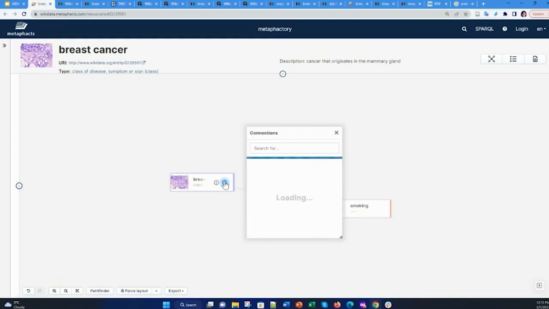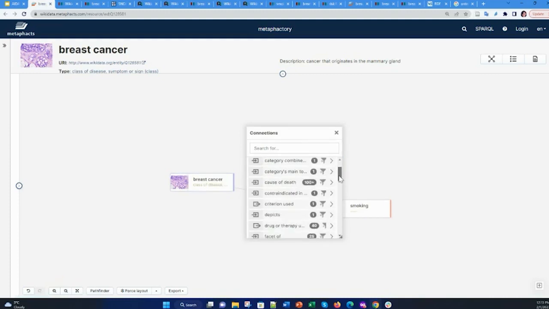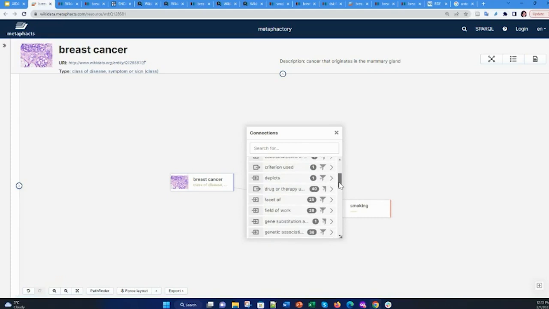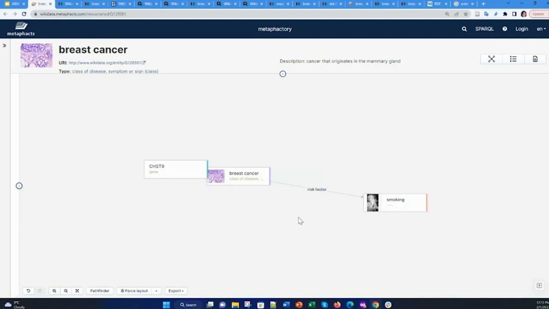I will add here some additional information that we have from Wikipedia to see a more complicated view of the knowledge graph. Let's now see some gene associations. We see that there are too many genes. I will just show one relation. I'll select this one. And now here we see that we have two concepts, breast cancer and CHST9. This is a gene.